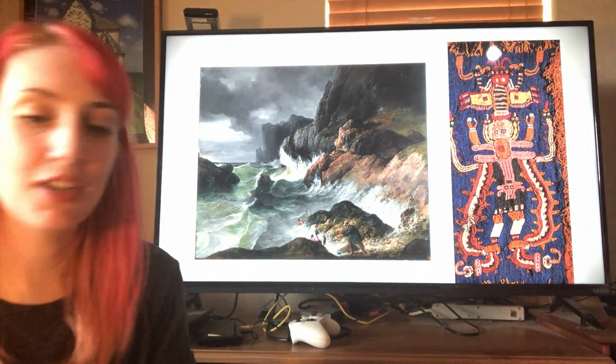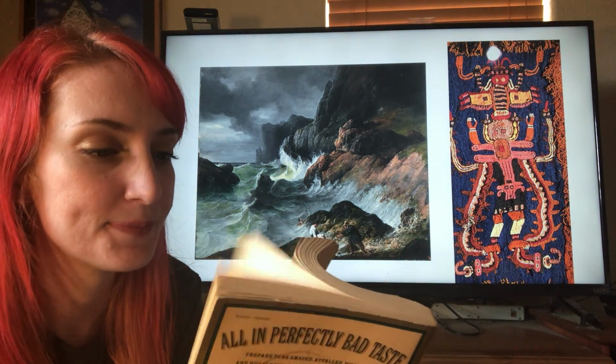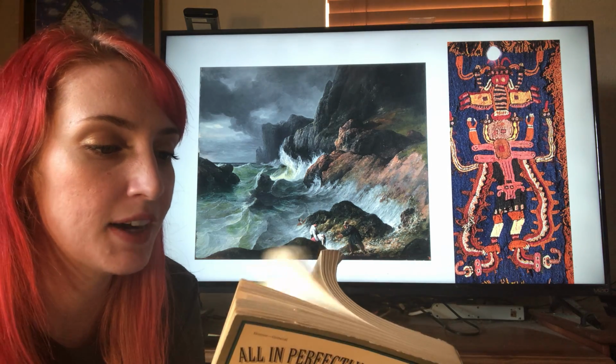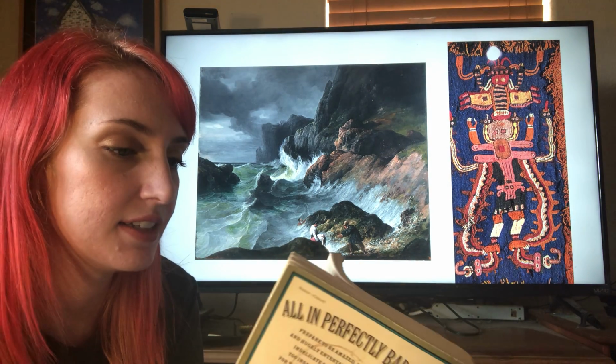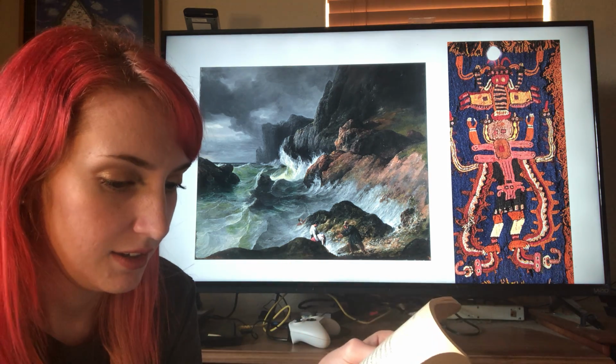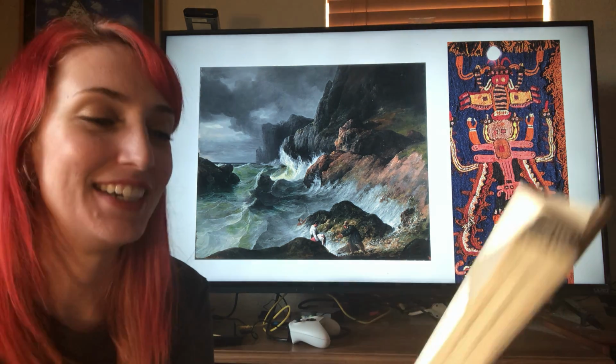All right, what else do I have in my book to read to y'all? Let's see, I told you about the church. Let's see, I told you about the Roman chariots. Oh, this one's funny. All right.